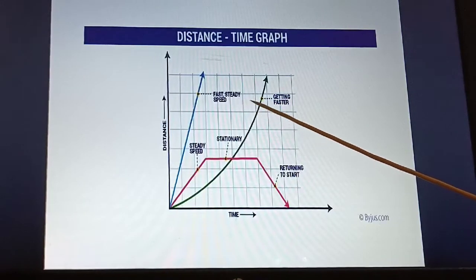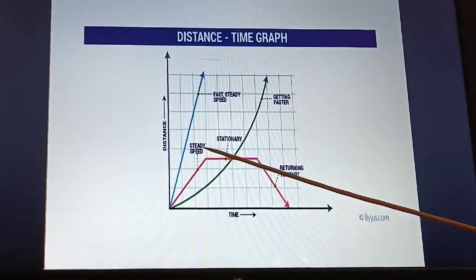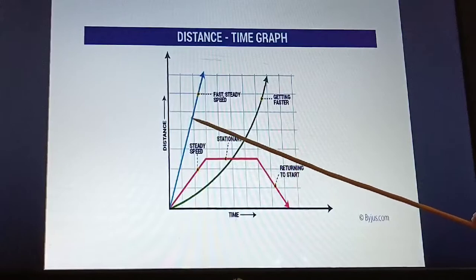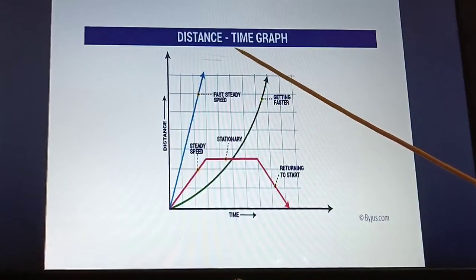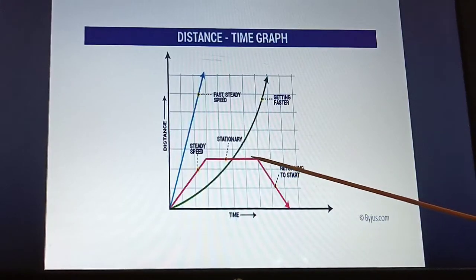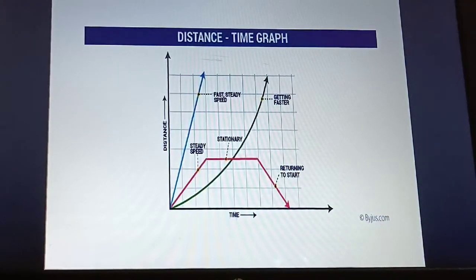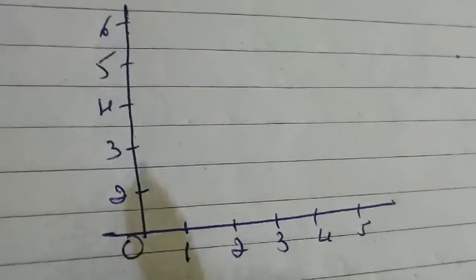Whereas time intervals are equal, but what happens to the distance? Distance is unequal, so you get a curved graph. Now we are observing another red line here, another graph, isn't it? So let's consider that. Now this is an example for the third distance time graph.